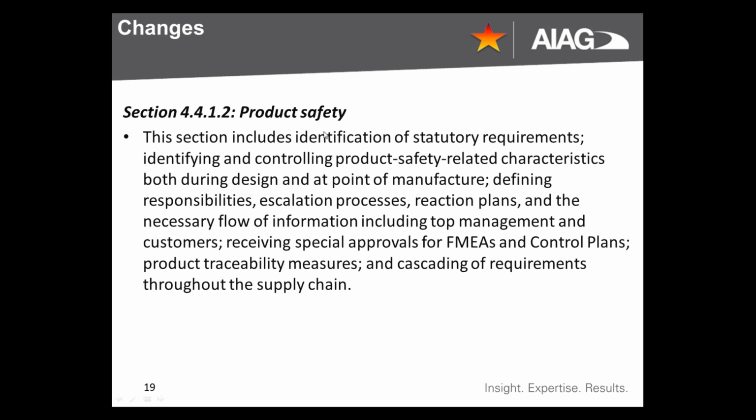Some of the things required in the product safety requirement include identification of statutory requirements, identifying and controlling product safety related characteristics during design and at the point of manufacture, defining responsibilities and escalation process, reaction plans, ensuring the necessary flow of information, special approvals for FMEAs and control plans, traceability, and cascading requirements throughout the supply chain. All of these are part of a robust product safety process that, again, needs to be documented.